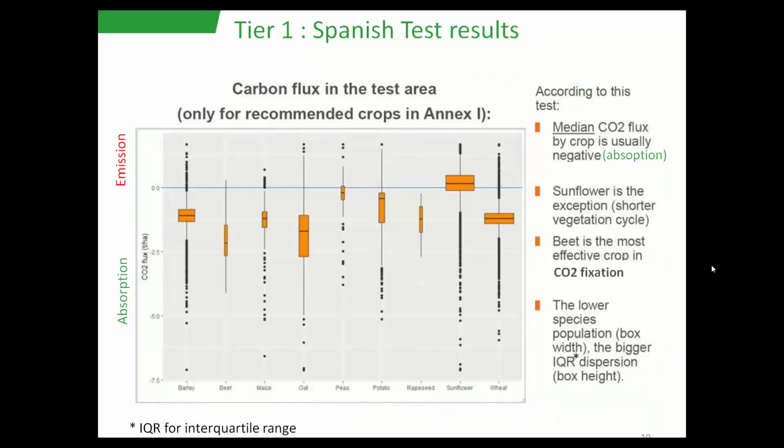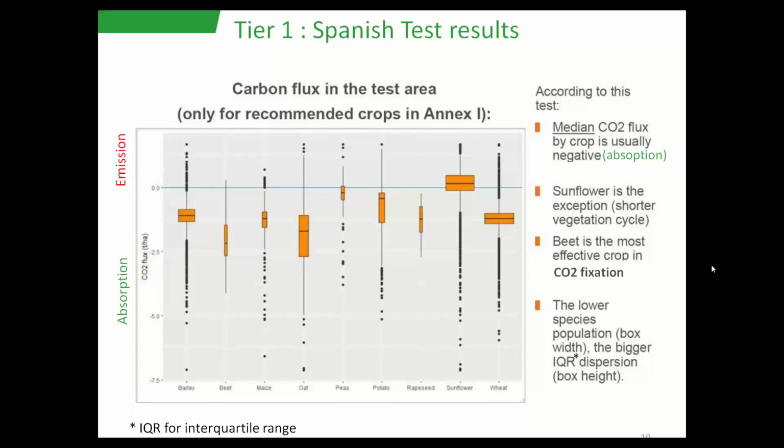As expected, we have here this plot that shows, for different crops, whether they are fixing or emitting CO2. The orange boxes represent the median for the CO2 fluxes for a given crop, in the middle of the boxes, and the height of the box gives you an idea of the variability for each crop concerning the CO2 fluxes that we could observe.